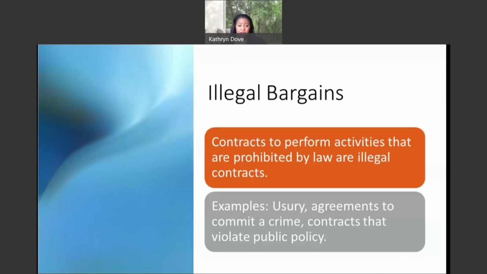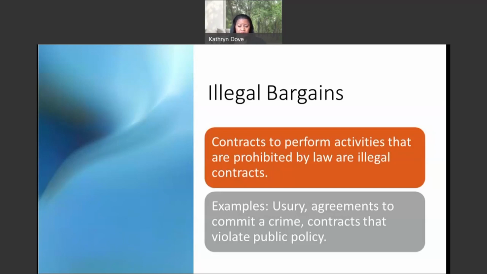Illegal bargain is a contract to perform activities that are prohibited by law. Usury is an example. Again, a contract to enter into a loan with an excessive interest rate, one that exceeds what's allowed according to the state statute. The state statutes are there in part to protect consumers. So if consumers are going to be subject to, again, payday loans with these extremely high interest rates, that's usurious. That violates the usury laws against charging excessively high interest. That's a very oppressive agreement, and it's illegal. It's an illegal bargain. Cannot be enforced. It has no legal effect.